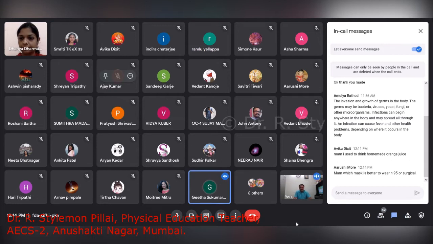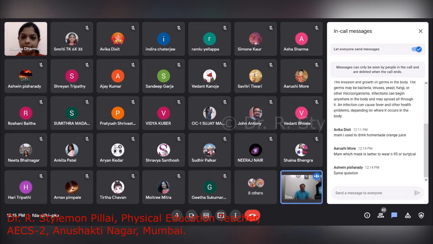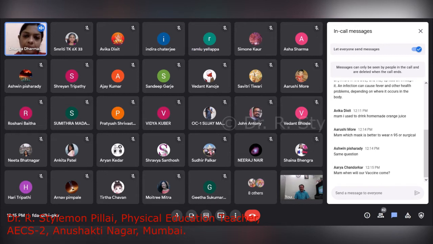Arushi More asks, ma'am, which mask is better to wear, N95 or surgical? I think Arushi, ma'am, has already told. Yeah, so N95 is the best and surgical mask comes next, but these are for hospital use or for people who work with COVID patients. As I said, you have to discard the mask after you have worn it.